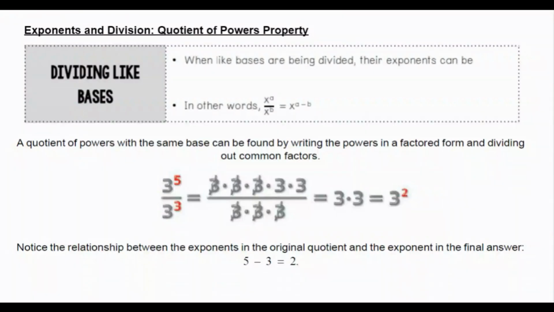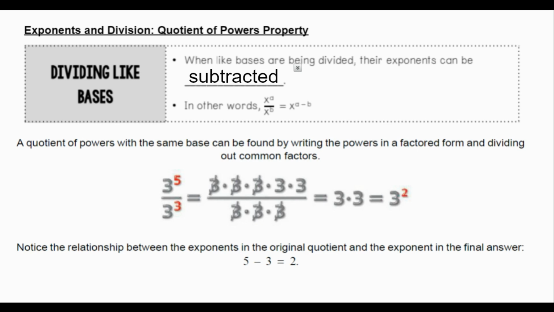Now looking at exponents and division, the quotient of powers property, this is what happens when we divide like bases. When like bases are being divided, their exponents can be subtracted. So the rule is when I have like bases being divided, I subtract their exponents. In other words, if I have x to the a power divided by x to the b power, we have x to the a minus b.